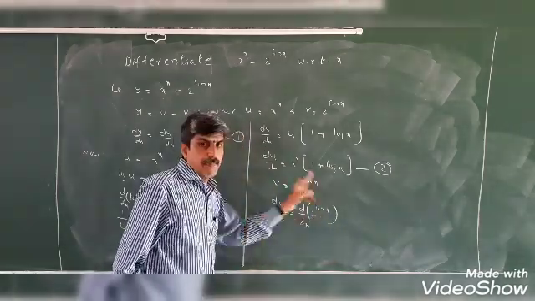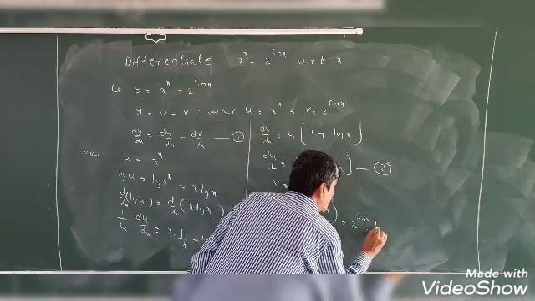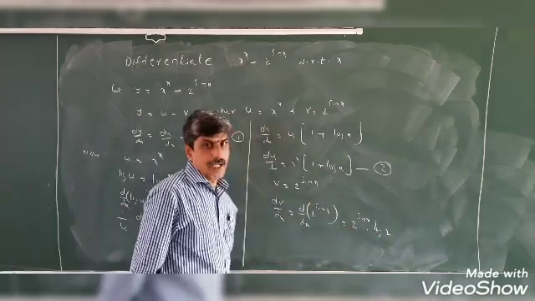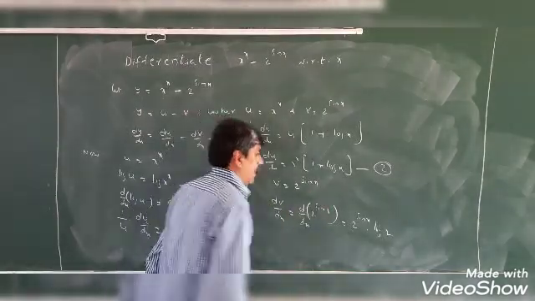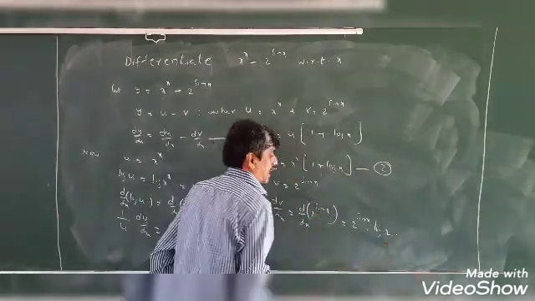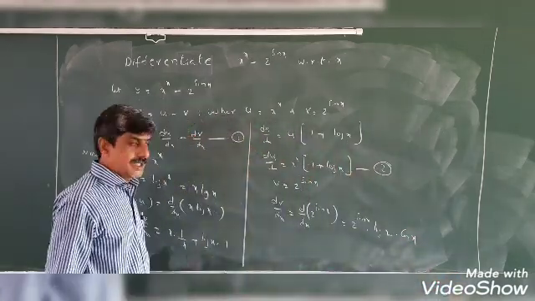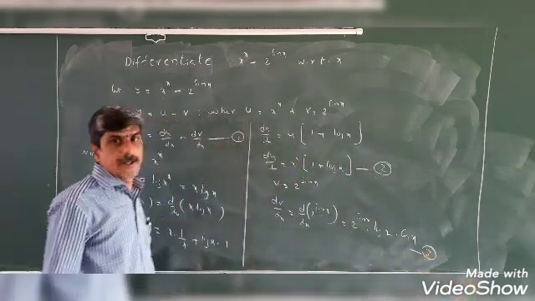d by dx of a power x is a power x into log a. But here, in the place of x, there is not just x. So then d by dx of sin x, this is cos x. So this is the value of dv by dx.